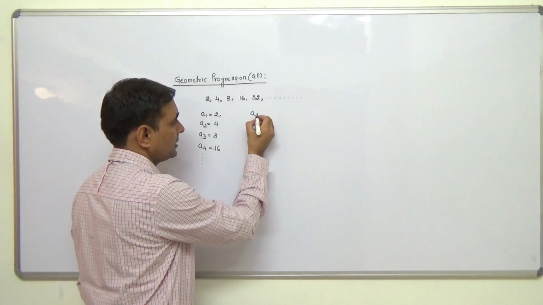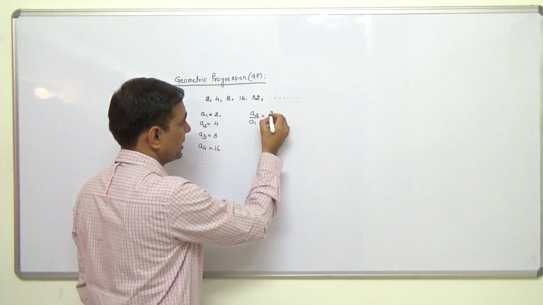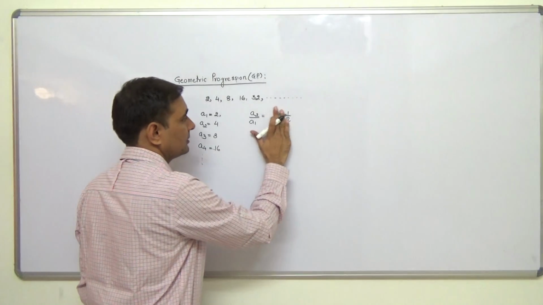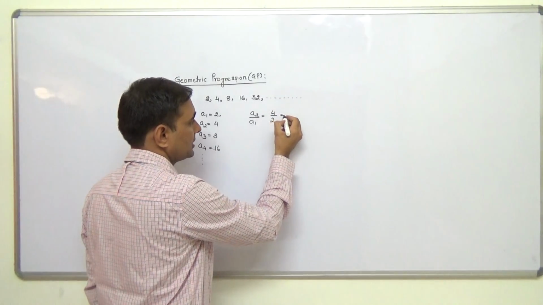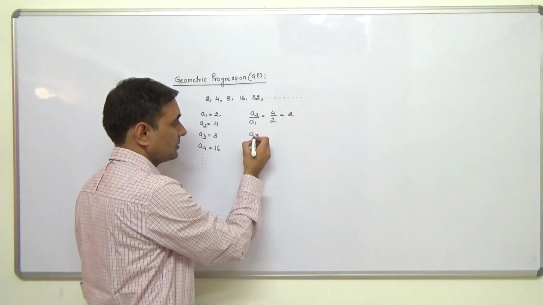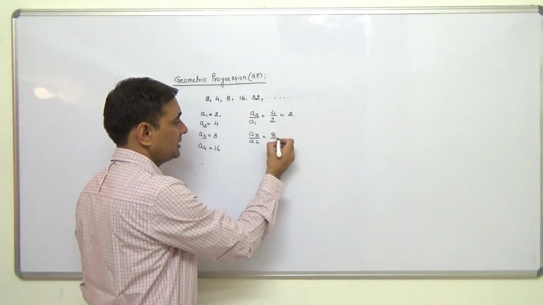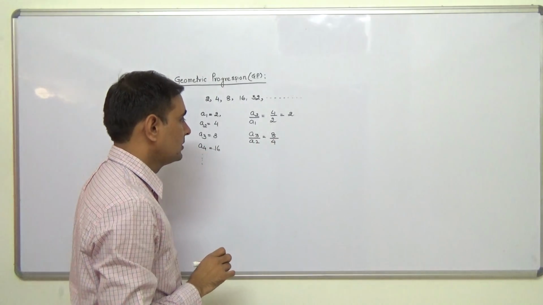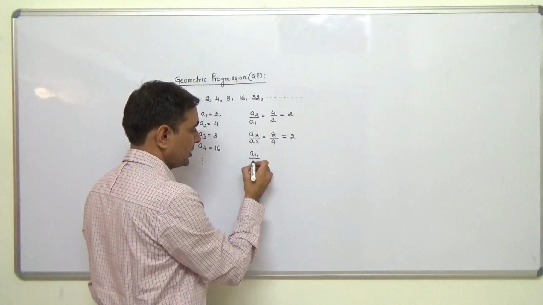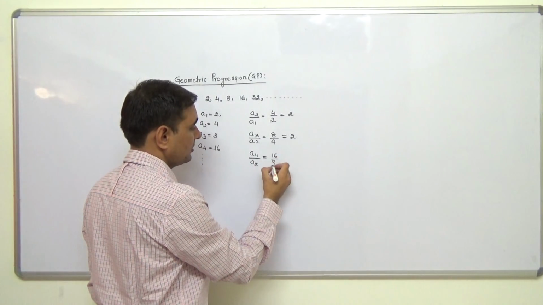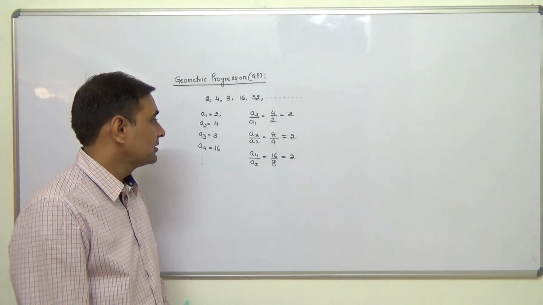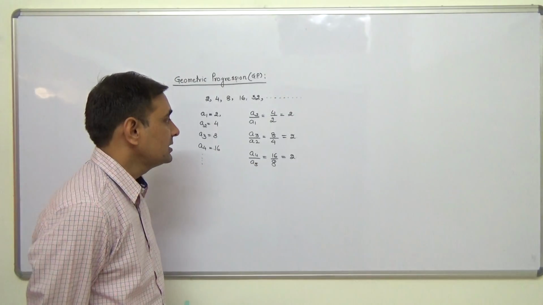If we find A2 by A1, then it is 2 by 4, that is equal to half, right? Sorry, A2 by A1, that is 4 by 2, that is equal to 2, right? And if we find A3 by A2, then it is 8 by 4, as because A3 is 8, that is also 2. Now next, if we find A4 upon A3, that is 16 upon 8, that is also equal to 2. Every time when we are dividing next term by the previous term, we are getting 2, right?